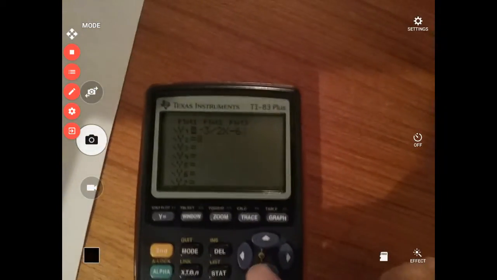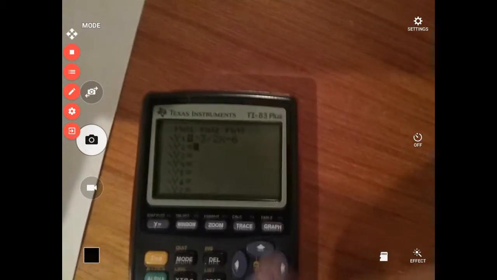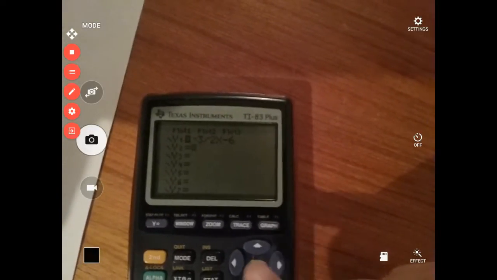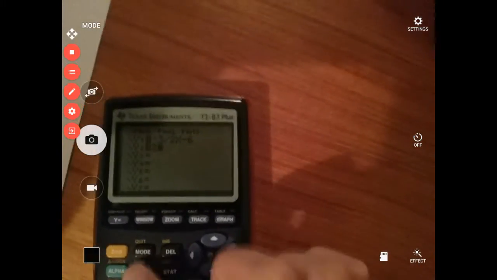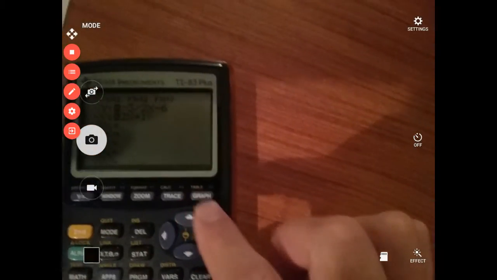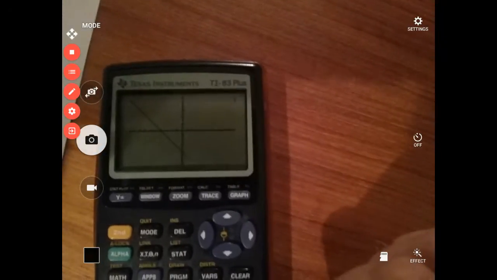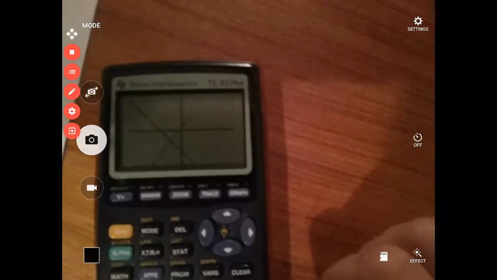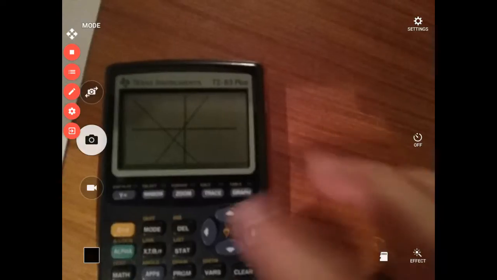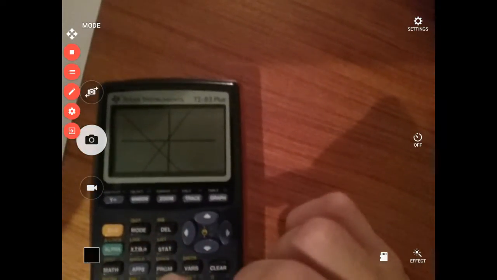Graph that guy. Oops, sorry. Now, on the TI Inspire, we actually have to graph both of them separately. On this one, we can just graph them both at the same time. So it was 2x plus 1, and then I can hit the graph button right here. So if I hit graph, both graphs show up at the same time. That's kind of nice. Now we can just count off there, but again, our calculator is more advanced than that.